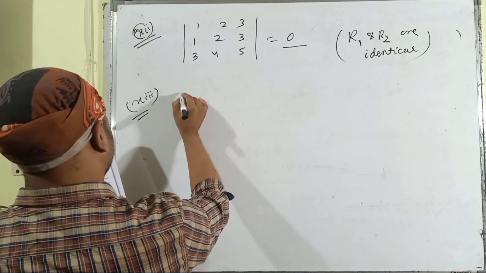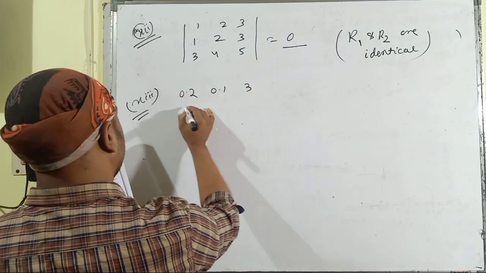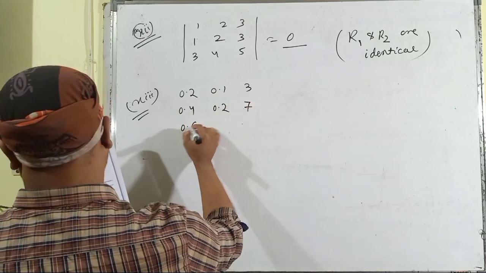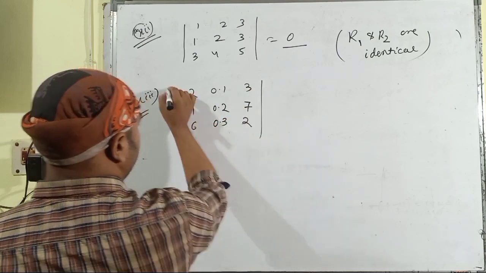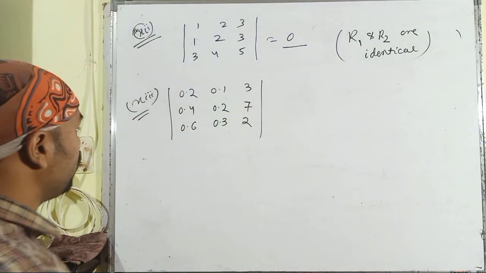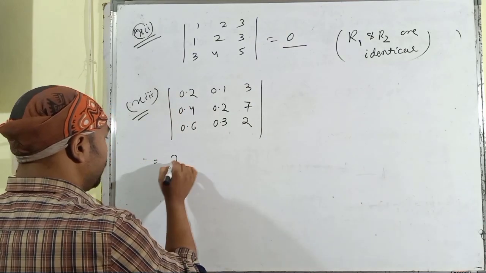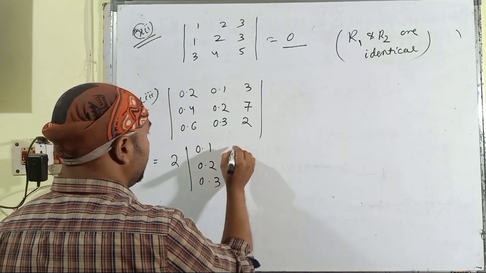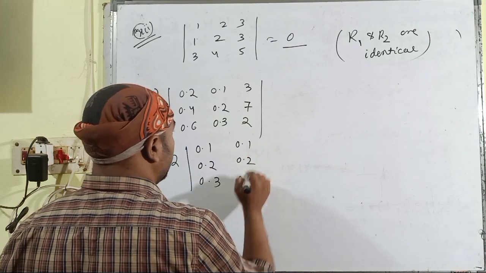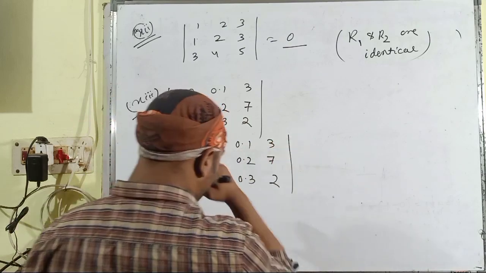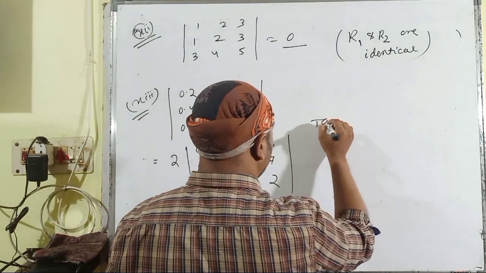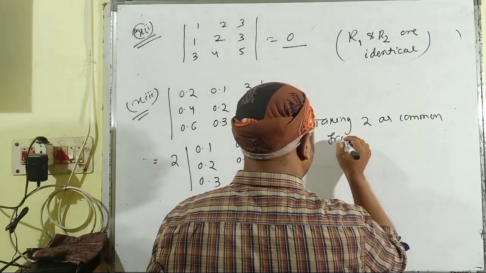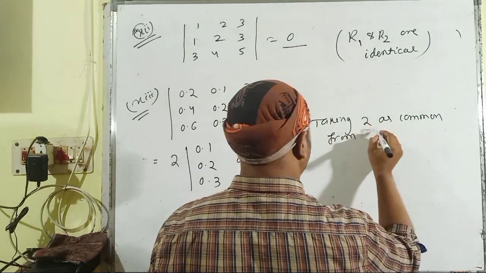13th bit. This is 0.2, 0.1, 3, 0.1, 0.4, 0.27. Then this is 0.6, 0.3 and 2. Just taking a 2 common from column 1, we have 0.1, 0.2, 0.3, 0.1, 0.2, 0.3, 3, 7, 2. What have we done here? Just taking 2 as common from column 1.